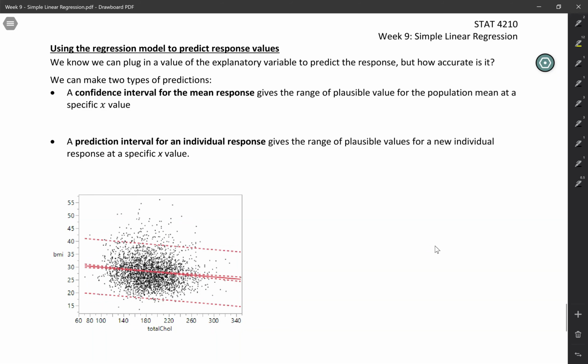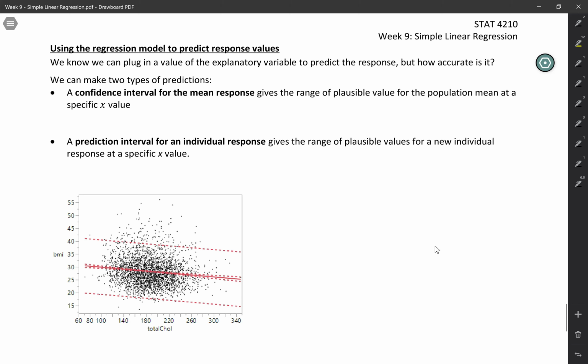So we know we can always plug in a value of the explanatory variable into the regression equation and predict the response. But how accurate is that prediction? In this video, we're going to use confidence intervals and prediction intervals to judge that accuracy.